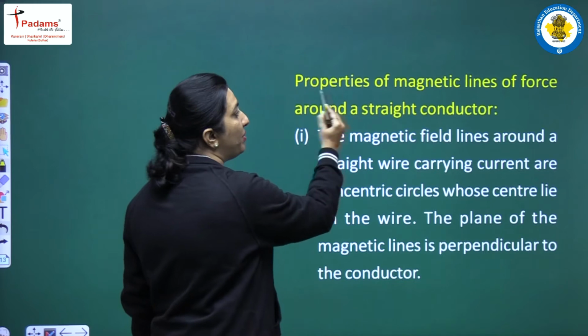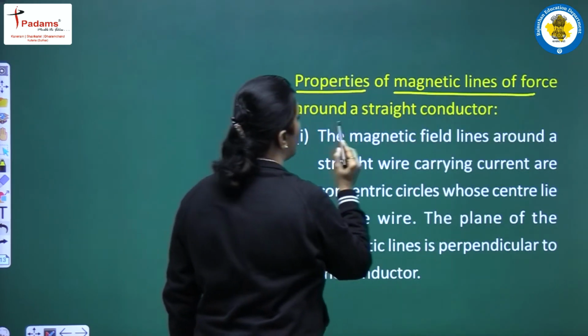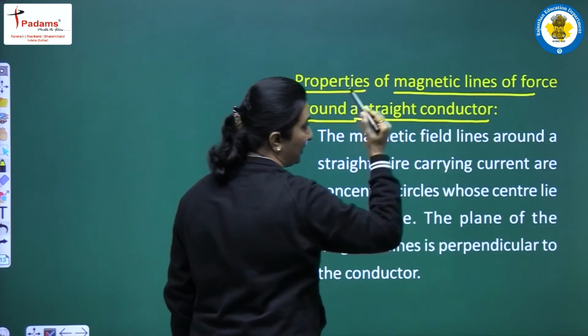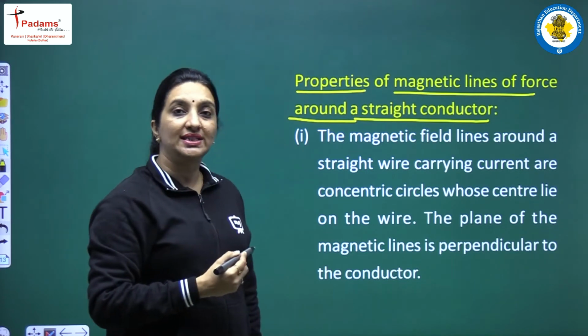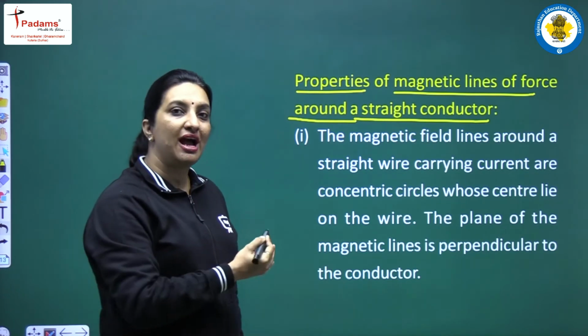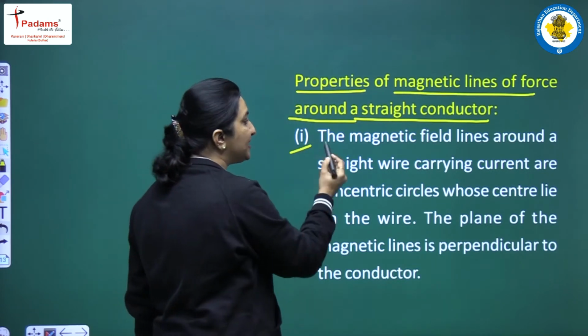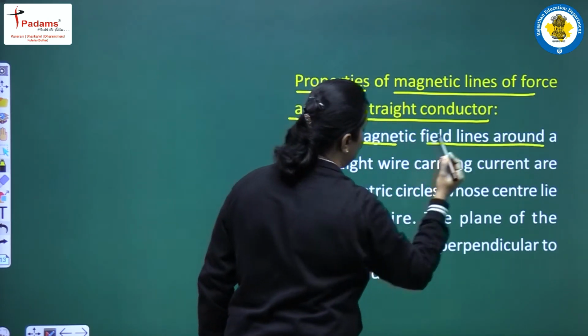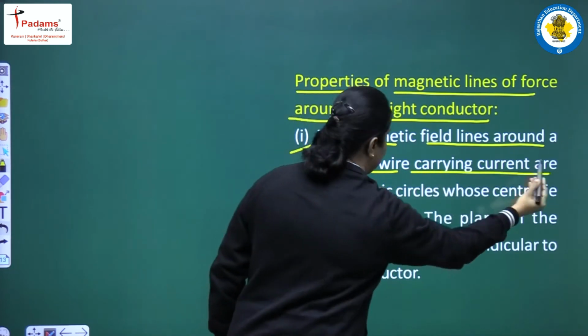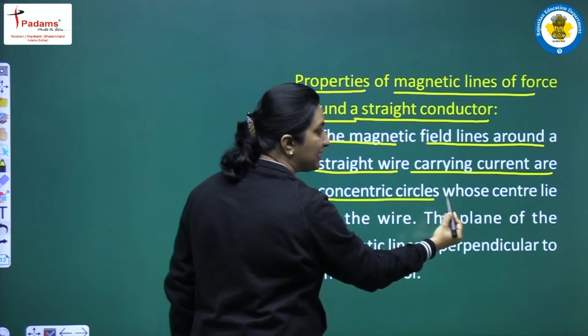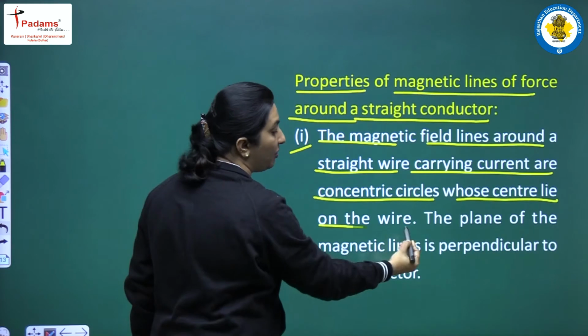So, the properties of magnetic lines of force around a straight conductor. We will now understand the properties which we have learnt from this experiment. The first property, students, is that the magnetic field lines around a straight wire carrying current are concentric circles whose center lies on the wire.